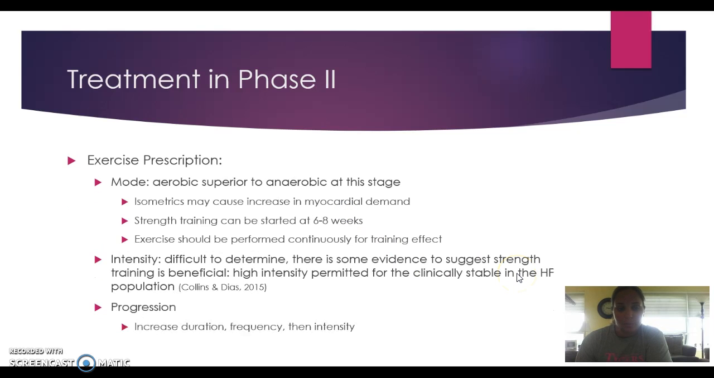Exercise prescription. Mode: aerobic superior to anaerobic at this stage. Isometrics may cause increase in myocardial demand. Strength training can be started at 6 to 8 weeks. Exercise should be performed continuously for training effect. Intensity: difficult to determine. There is some evidence to suggest that strength training is beneficial. High intensity per minute for clinically stable in the heart failure population. Progression: increased duration, frequency, and intensity.